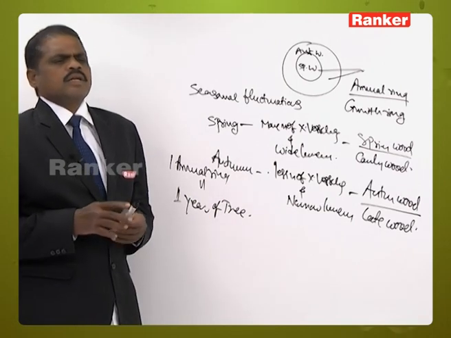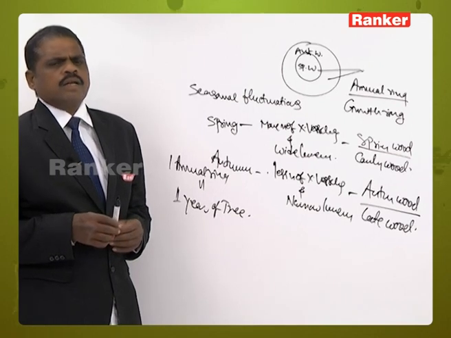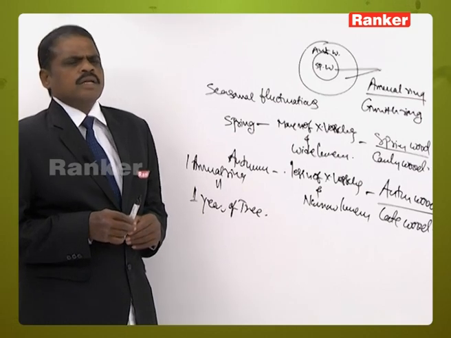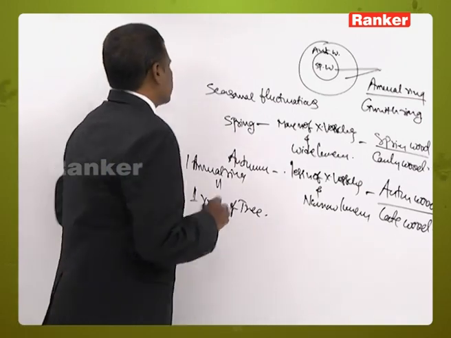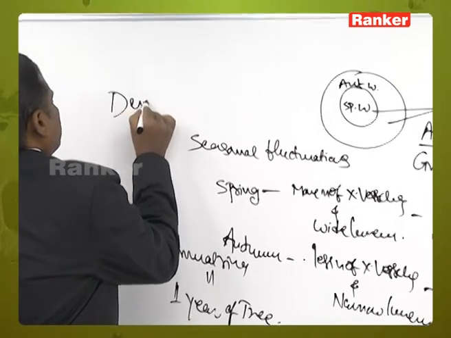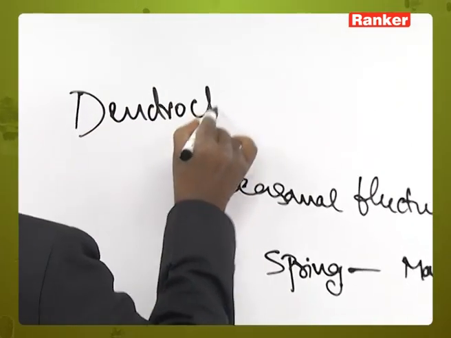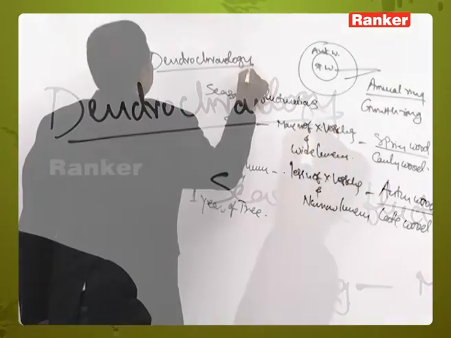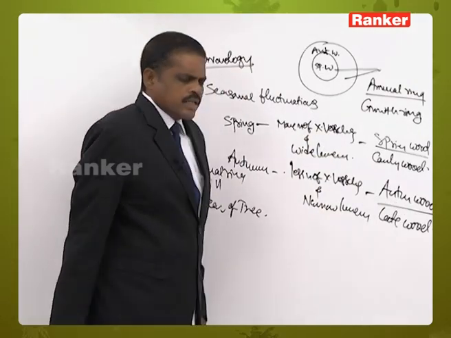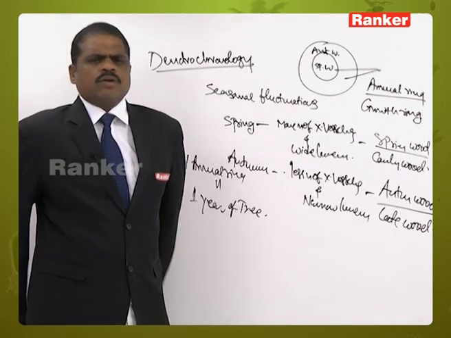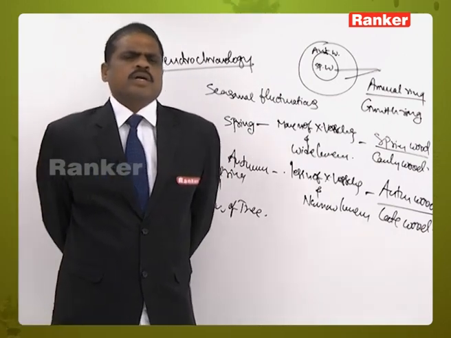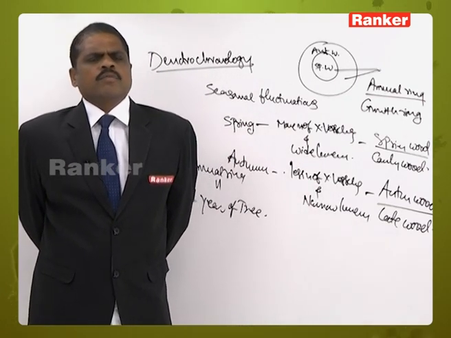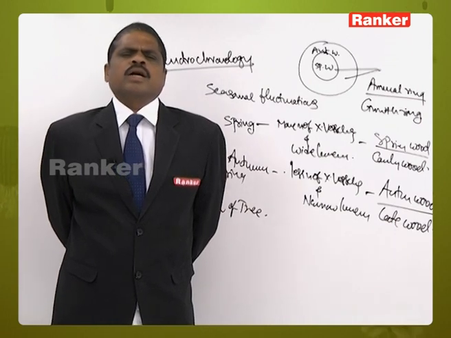Estimating the age of the tree by counting the number of annual rings is called as dendrochronology. Dendrochronology is the branch of botany estimating the age of the tree by counting the number of annual rings.